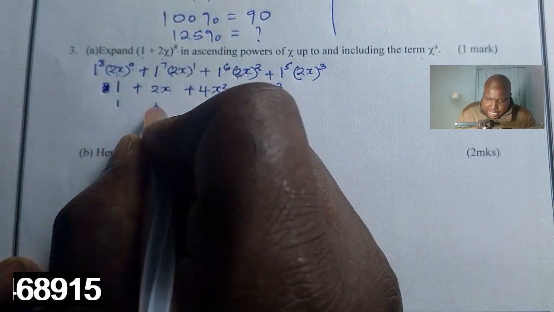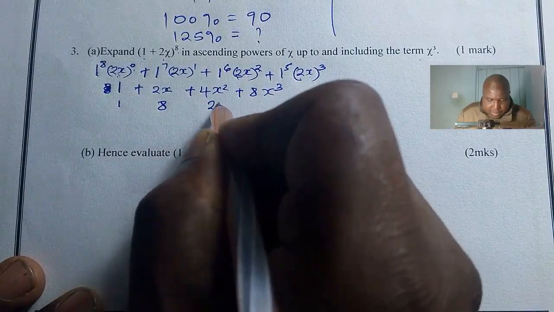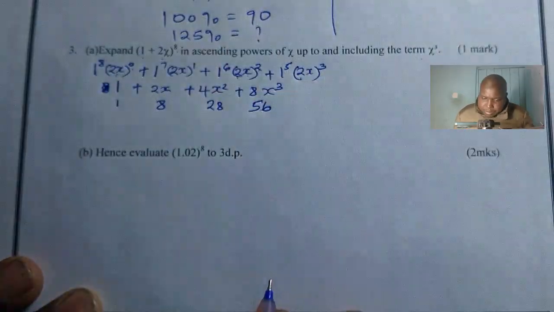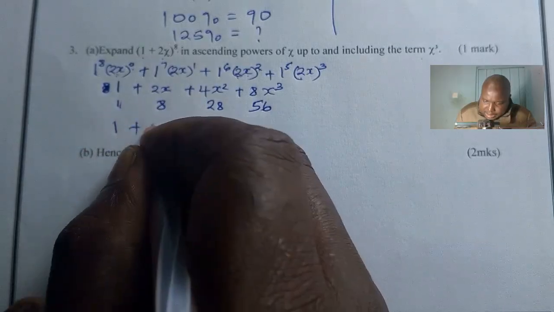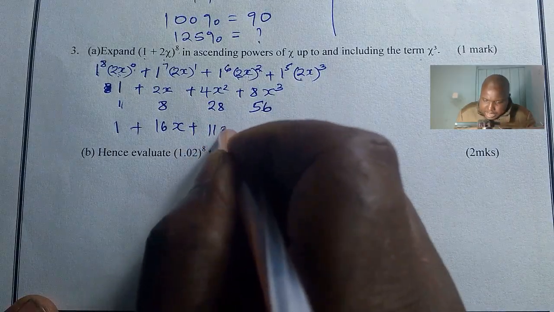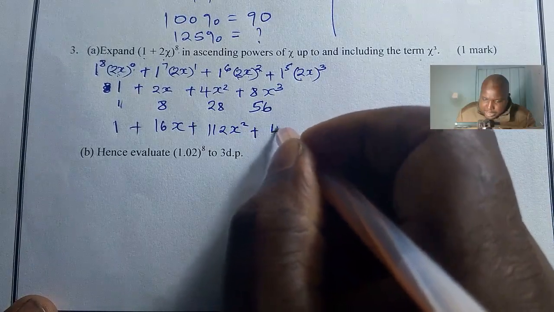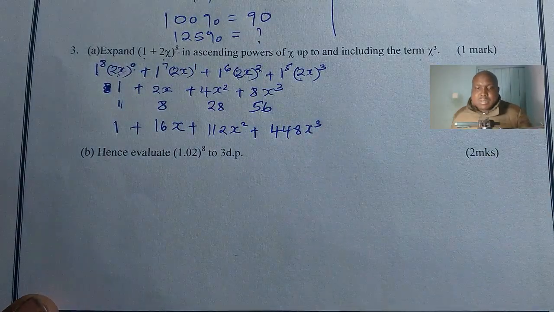Now remember to put the coefficients. The coefficients of 8 are 1, 8, 28, 56. So this is 1 plus 16x plus 112x squared plus 448x cubed. So that is our expansion.